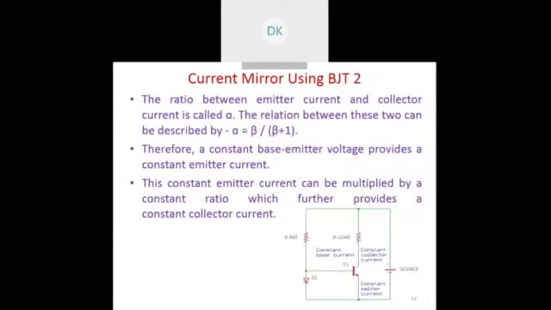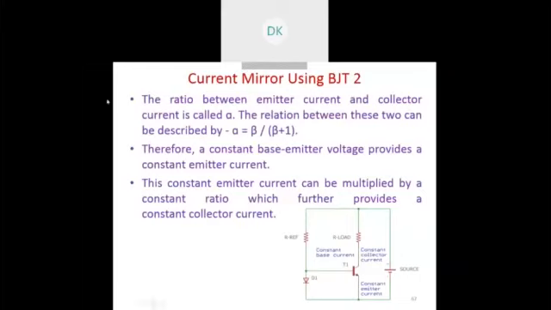What do you mean by alpha and beta? Alpha is the common base current gain. Beta is the common emitter current gain. The relation between alpha and beta is given by alpha equals beta divided by beta plus 1. So, if I provide a constant base emitter voltage in a BJT circuit, a constant emitter current can be provided. Thereupon, a constant collector current can also be provided.